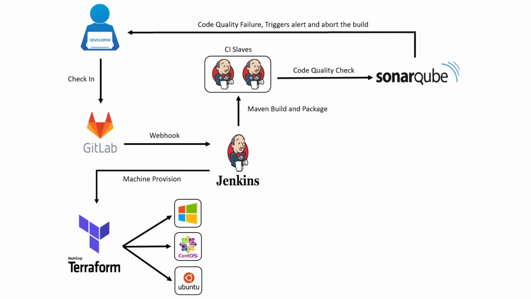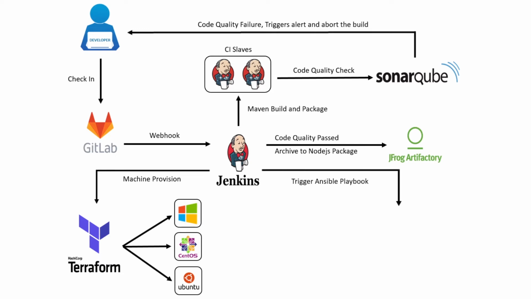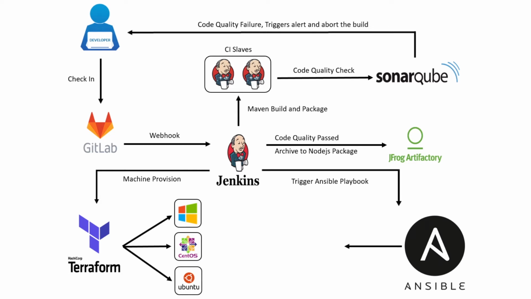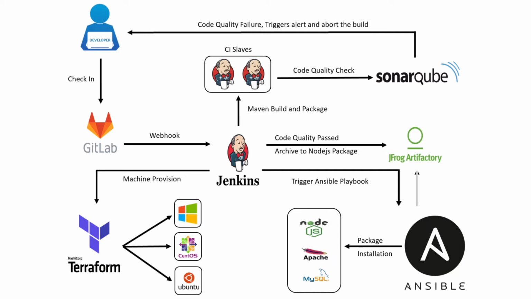Once the code meets the quality standards, the archived Node.js application package will be pushed to the JFrog Artifactory repository. In the final stage, Jenkins will execute the Ansible playbook on the Ansible controller against all the servers, which will perform the below tasks on target servers. Download and install Node.js. Download, install, and configure Apache. Download, install, and configure MySQL Server. Pull the Node.js package from JFrog, unzip the package, and start the Apache server. Finally, the Node.js application will be deployed on all 3 servers.